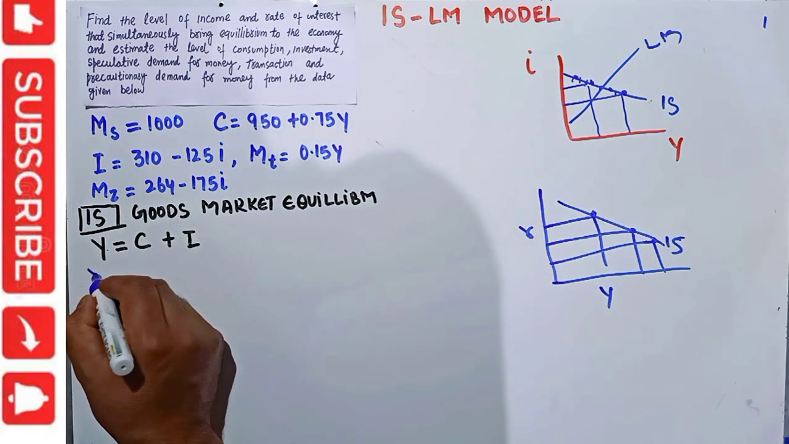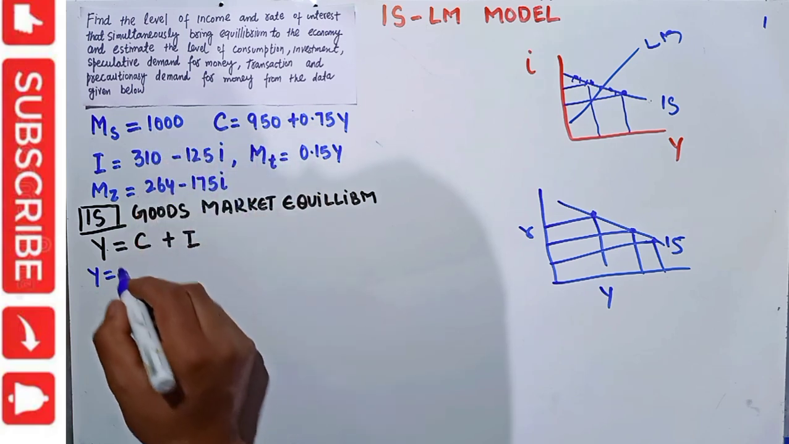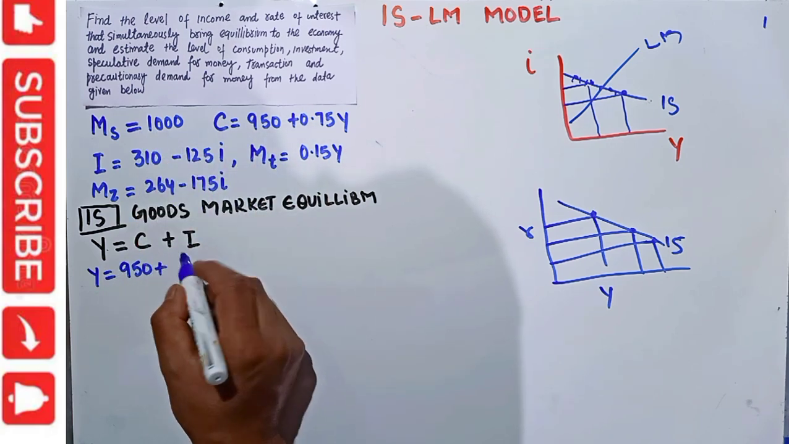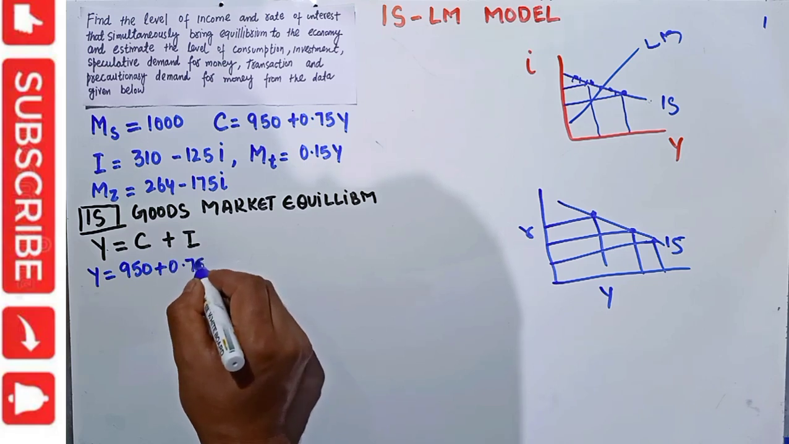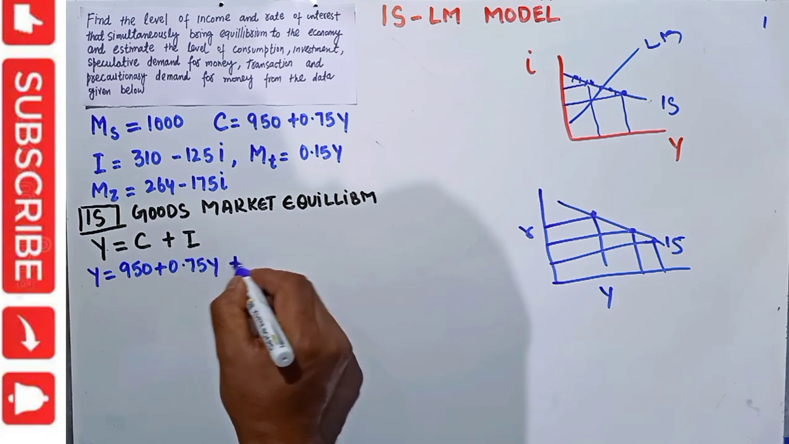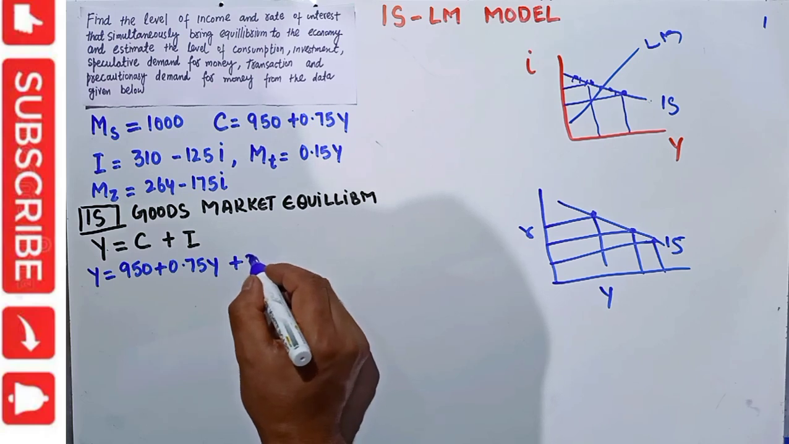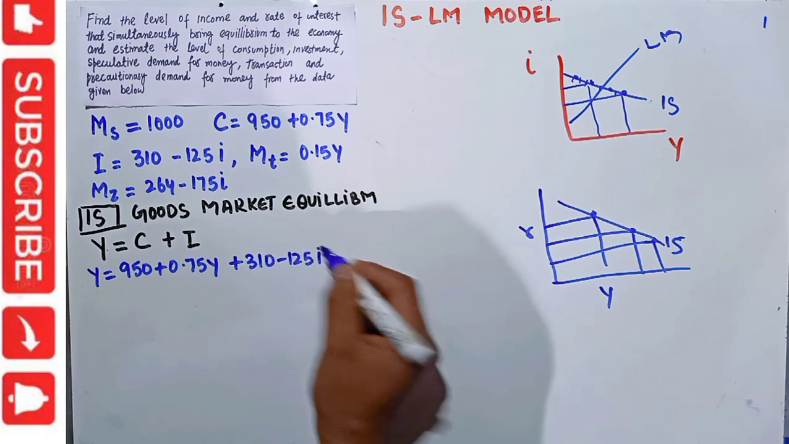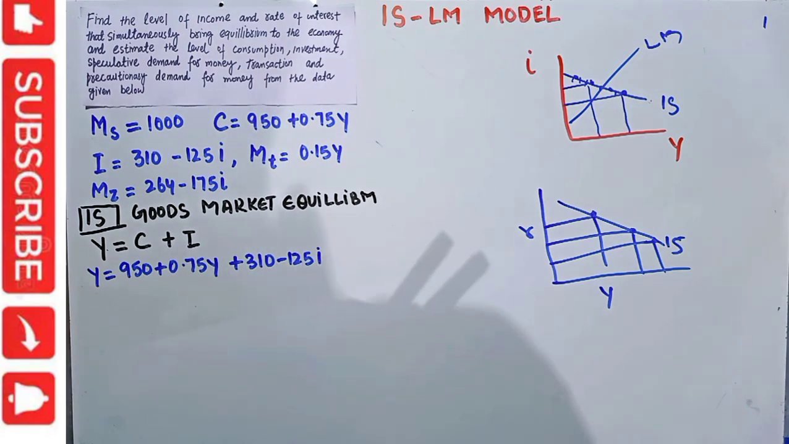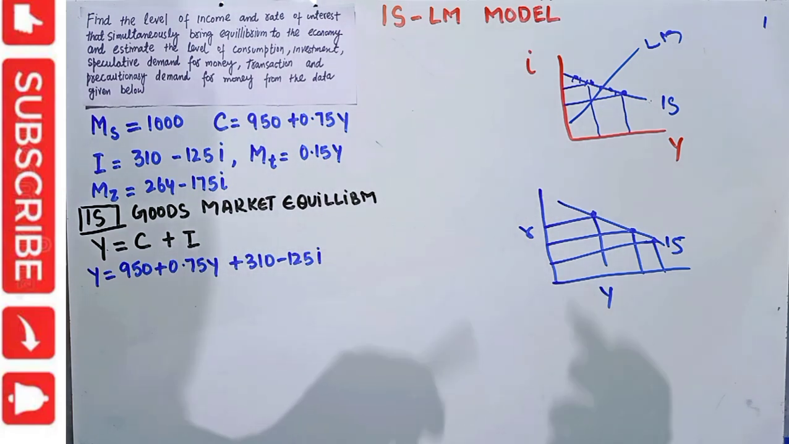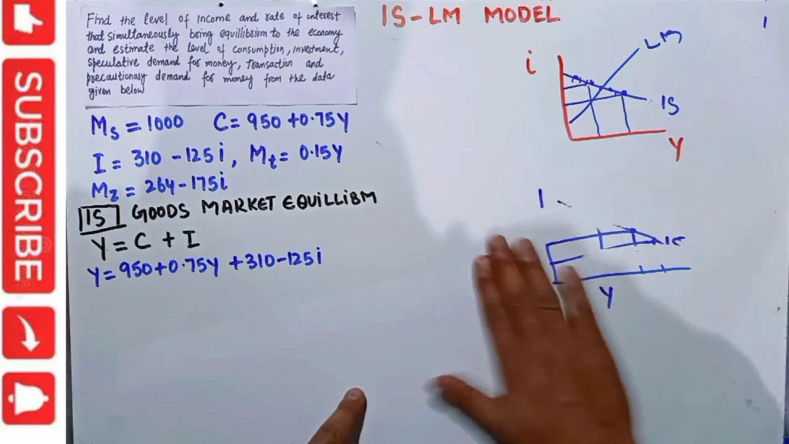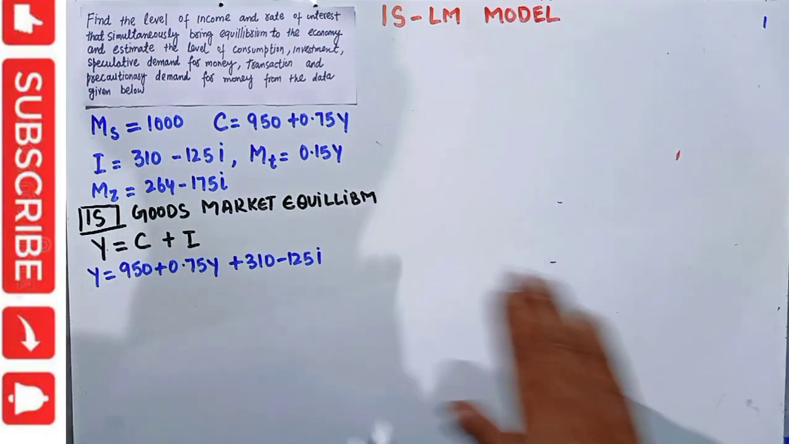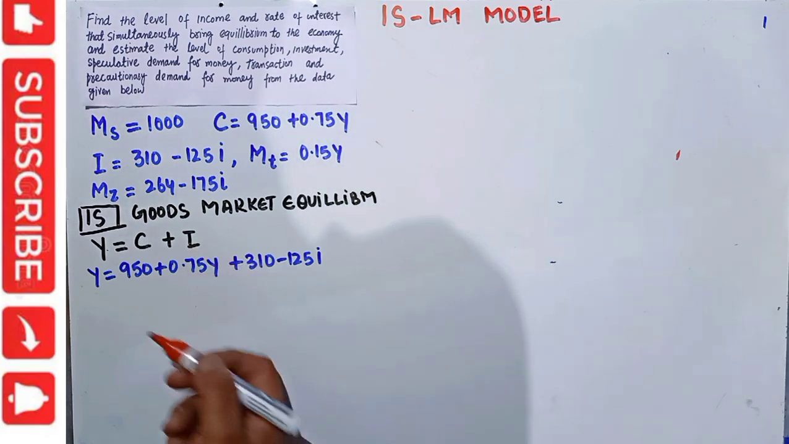So we have Y is equal to the consumption function, given as 950 plus 0.75Y. To this we add the investment function, given as 310 minus 125I. We need to solve this function now. To save space, I will solve it here.